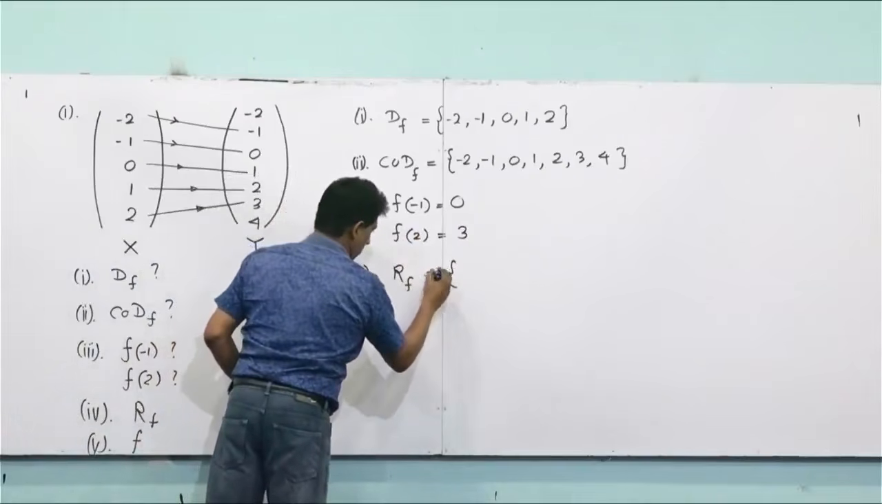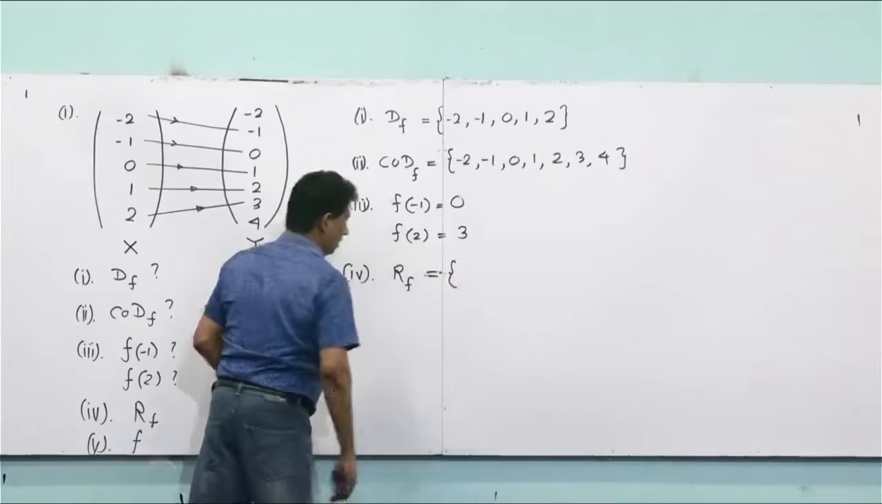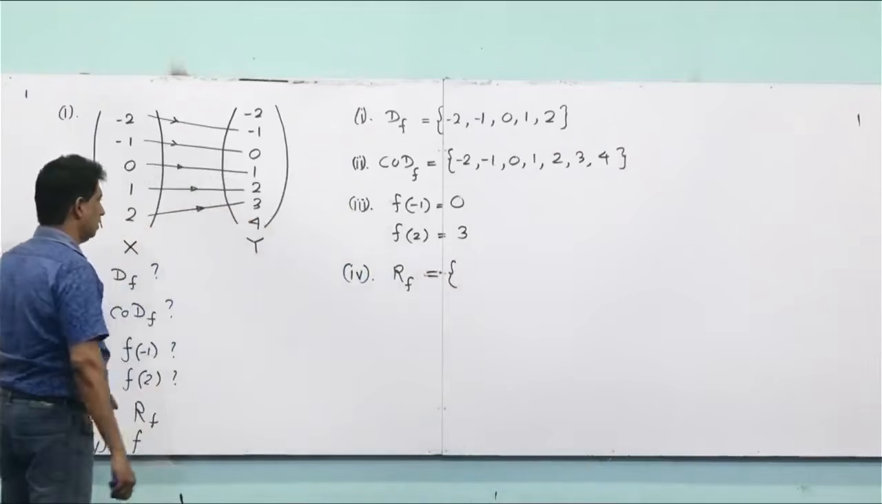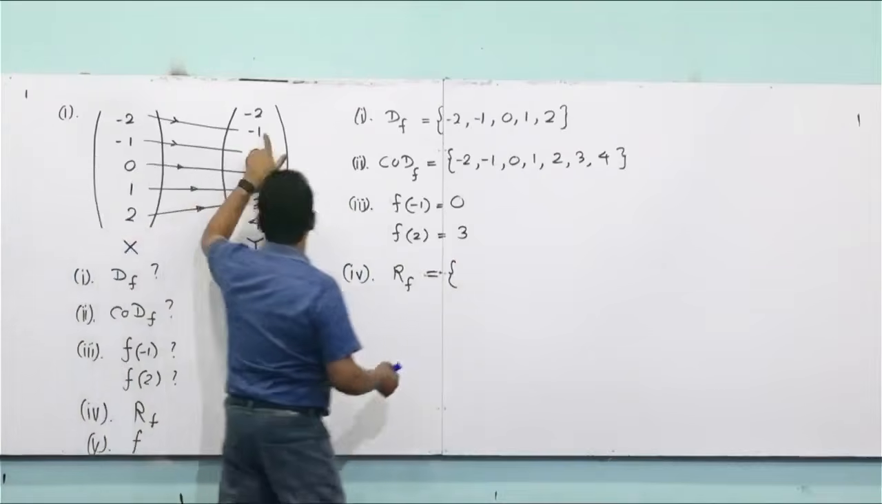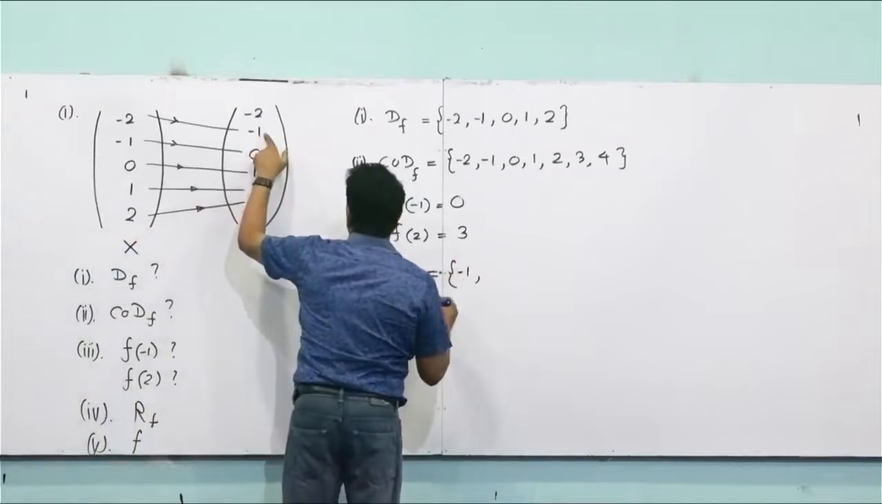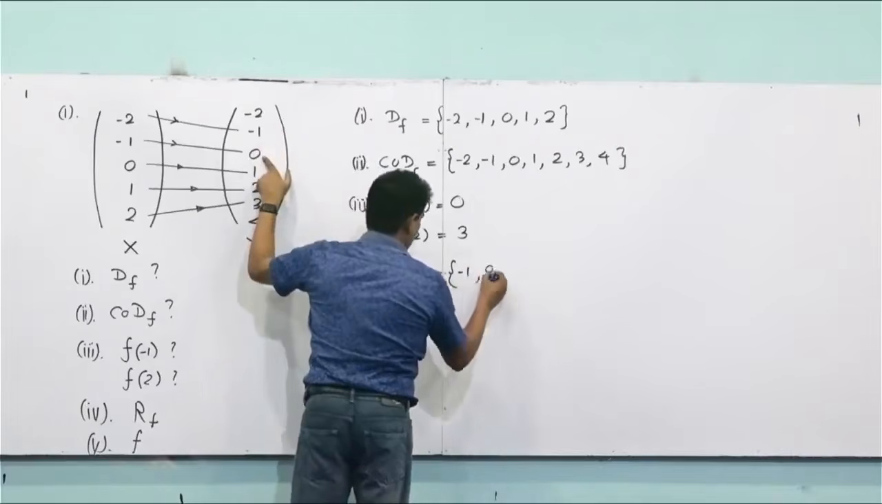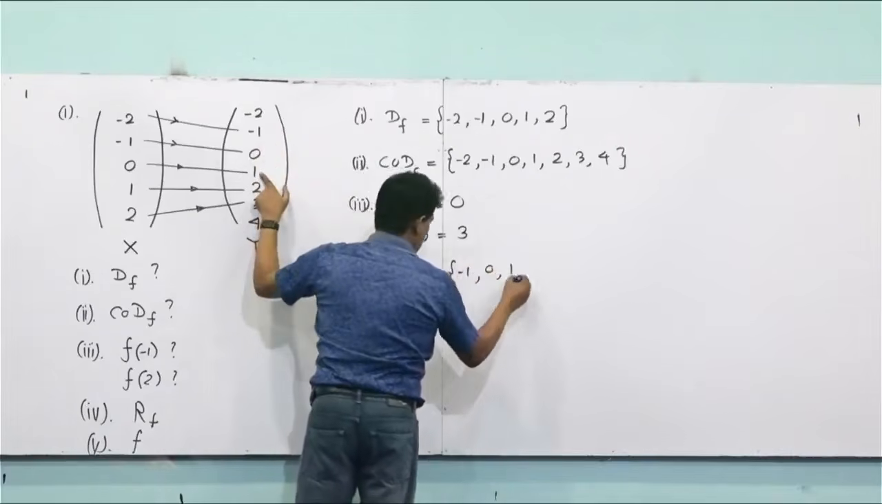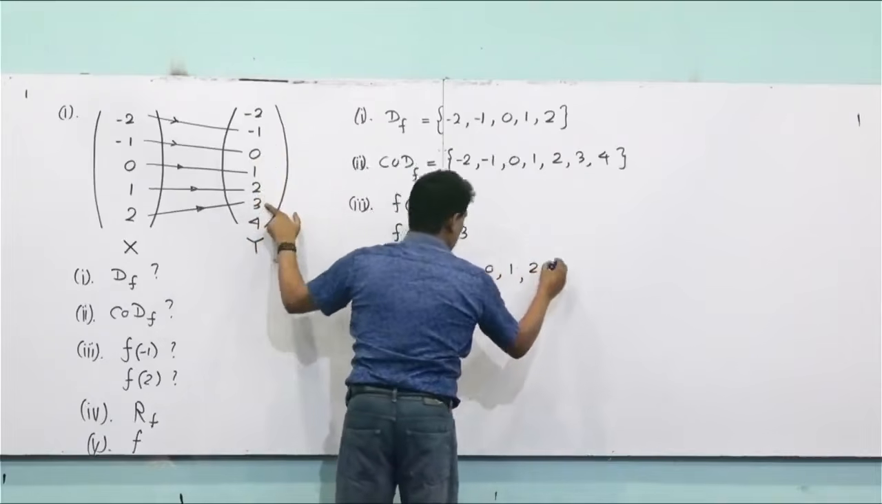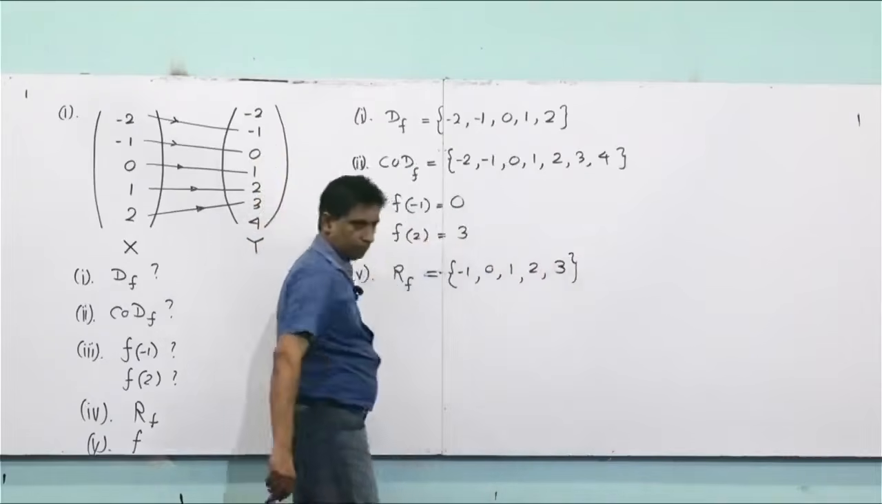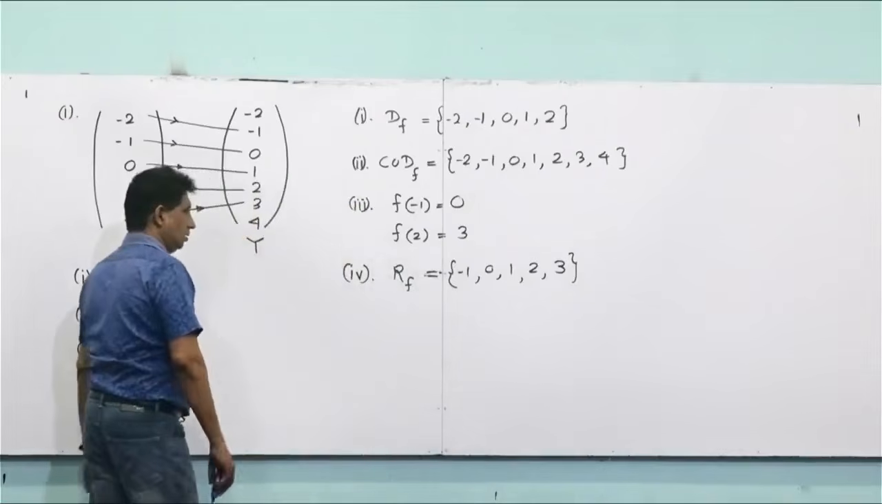RF is a set. What are the elements of RF? All the images, no? Then minus 1 is an image, 0 is an image, 1 is an image, 2 is an image, 3 is an image. That's all, no? This is the range.